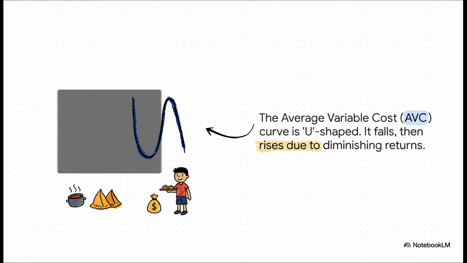So first, let's look at the average variable cost per samosa. In the beginning, when the first few cooks are working together super efficiently, the cost per samosa actually falls. But remember our law of diminishing marginal product? When the stall gets too crowded, the cooks become less efficient and the cost per samosa starts to rise again. And that's exactly why it has that U shape.